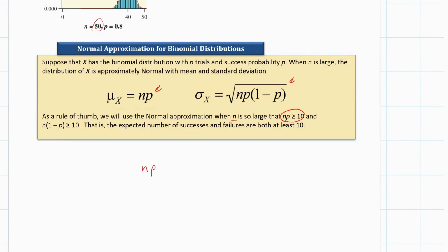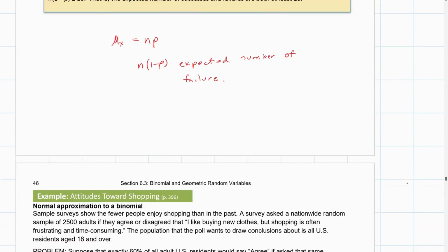Now, n times p, if you remember correctly, that's the expected number of successes. N times 1 minus p is the expected number of failures. So we're going to say we can use this normal distribution estimation as long as we expect at least 10 successes and 10 failures. Let's take a look at this in action.